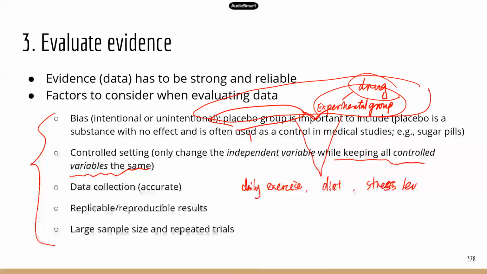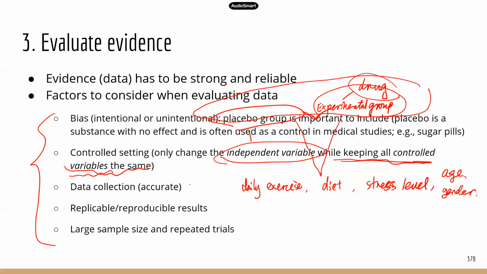And the subjects could be all from similar age groups, and they can be the same gender. If you really want to reduce the variation, you can do that. Basically, we need to keep all the controlled variables the same between the two groups. And we only change the independent variable, right?